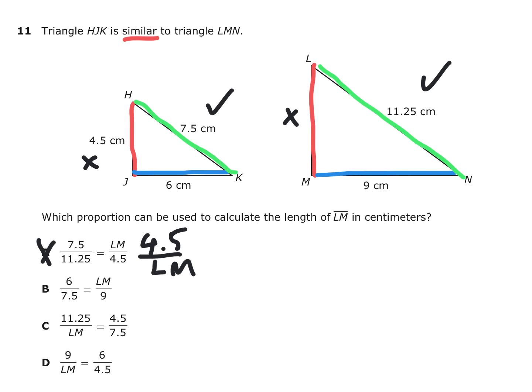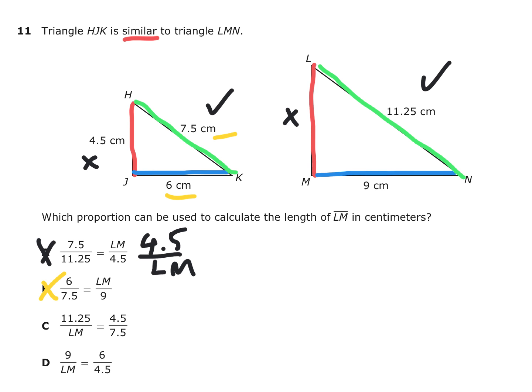Let's take a look at the next one. And for B, it says 6 is to 7.5. 6 is to this side, as LM. Well, that's not going to work because LM is the vertical line is to 9. That doesn't make sense. So this one's going to be out.